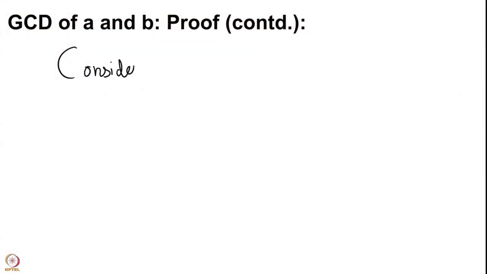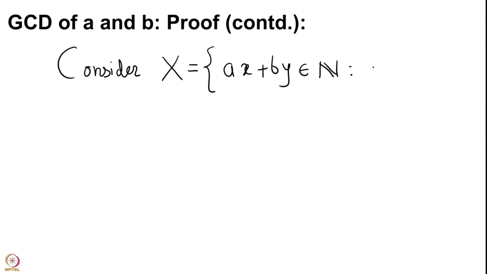Consider the set X of elements of the form AX plus BY, where X and Y belong to Z. We are considering the set of natural numbers of the form AX plus BY, where X and Y come from the set of integers. So, we are allowing X and Y to take positive as well as negative values or even 0. But what we demand is that the number you obtain, AX plus BY, should be a natural number. Okay, so this is our set capital X.